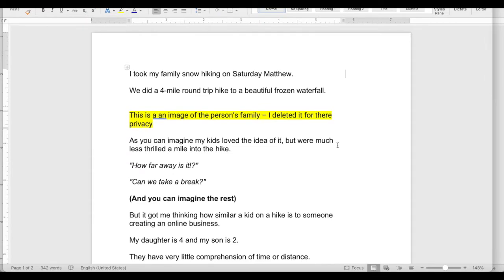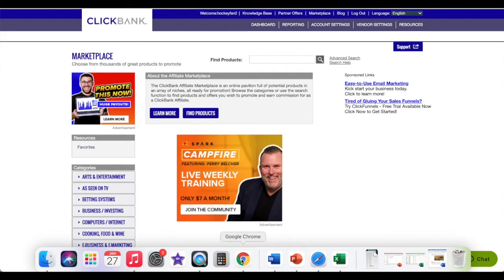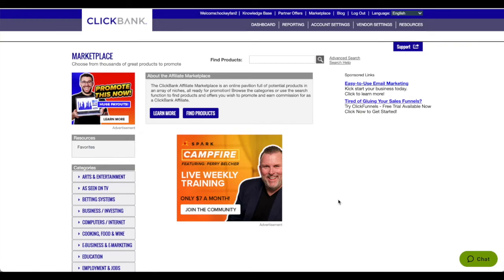Yeah, this is a really good example of an email from someone who actually took his time, and this is something you should use as an example when you're creating your own emails. Let's go to ClickBank. I'll show you real quick what ClickBank looks like as far as emails that are being used. We'll go to Marketplace.